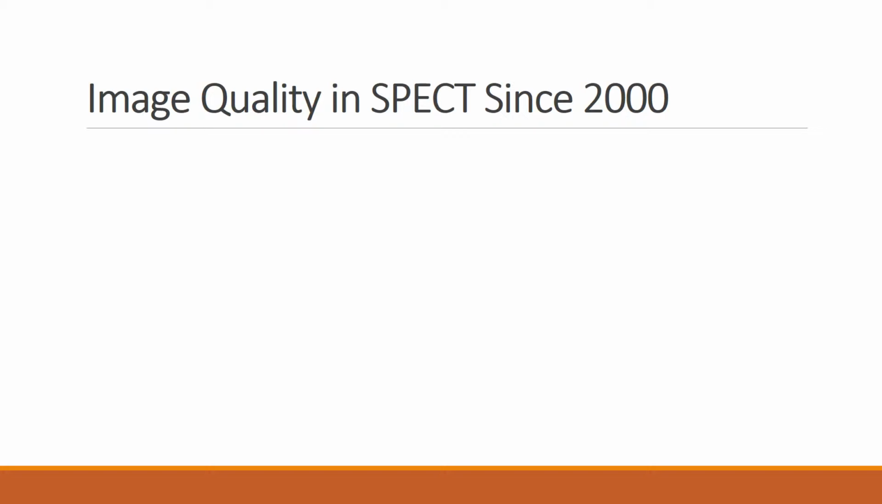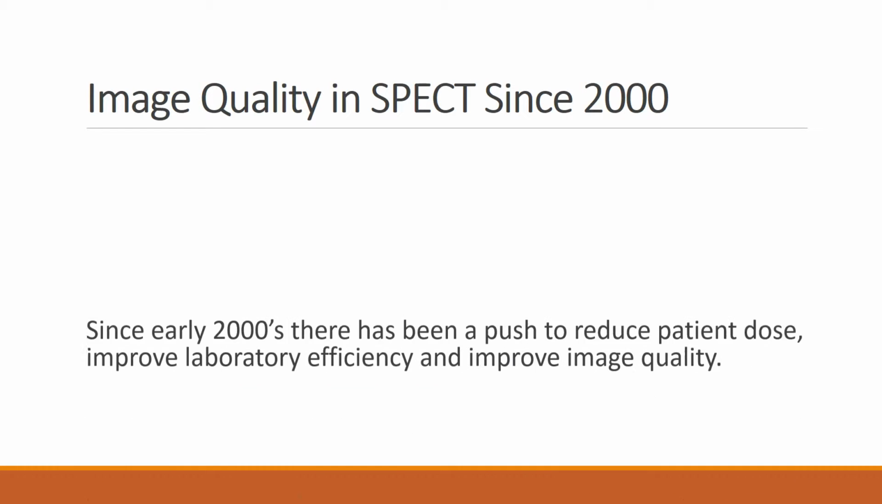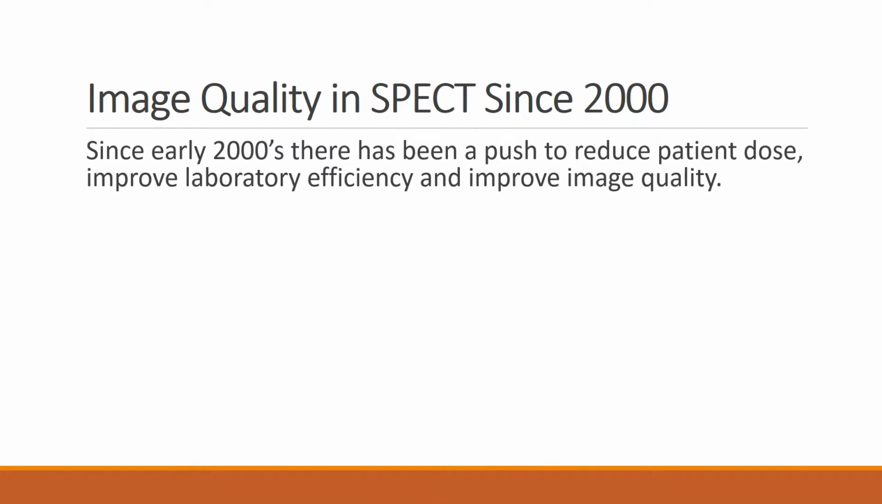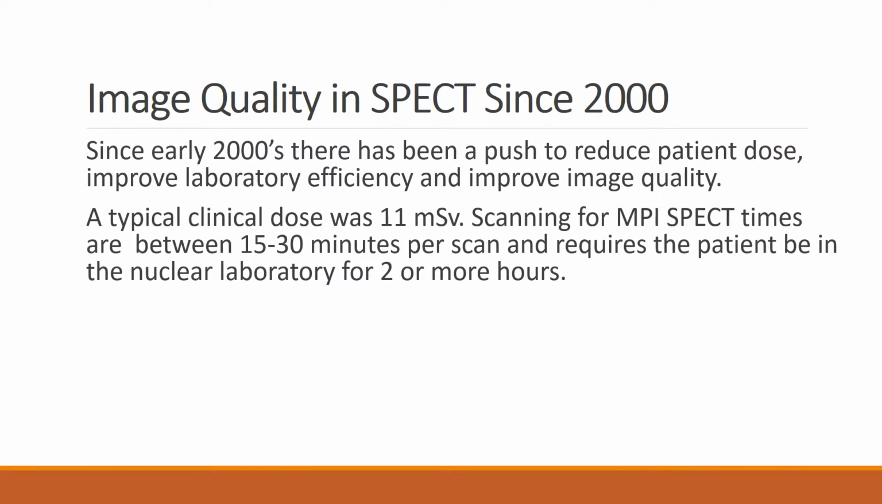Since the early 2000s, there has been a push to reduce patient dose and improve laboratory efficiency while simultaneously improving image quality. With the rise of competitive technologies such as PET and X-ray computed tomography, SPECT has had to address several concerns. First, the typical patient dosages are 11 millisieverts or higher. This dose is almost 3 times the dose of a myocardial perfusion PET study. In addition, scanning times are 15 to 30 minutes, requiring up to 2 hours of patient time to complete a study.